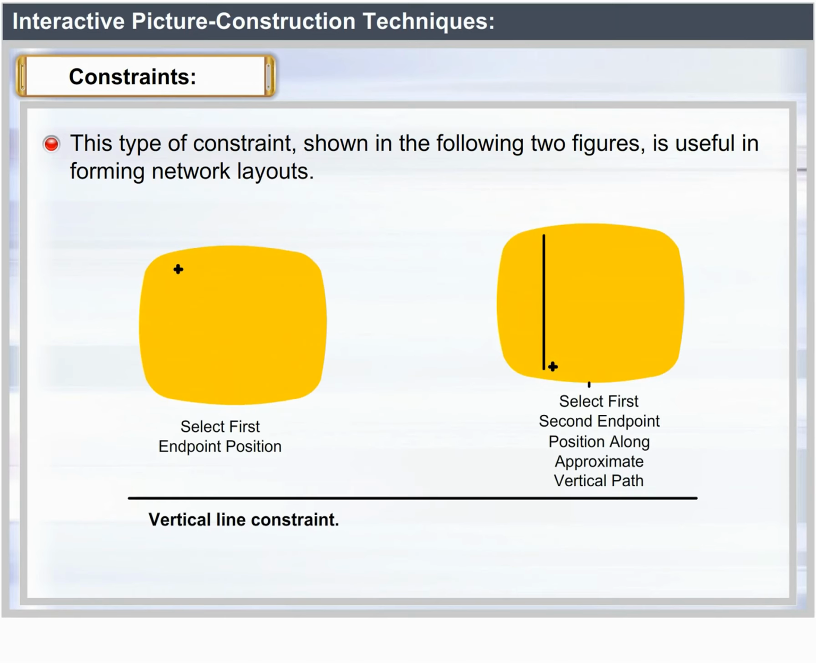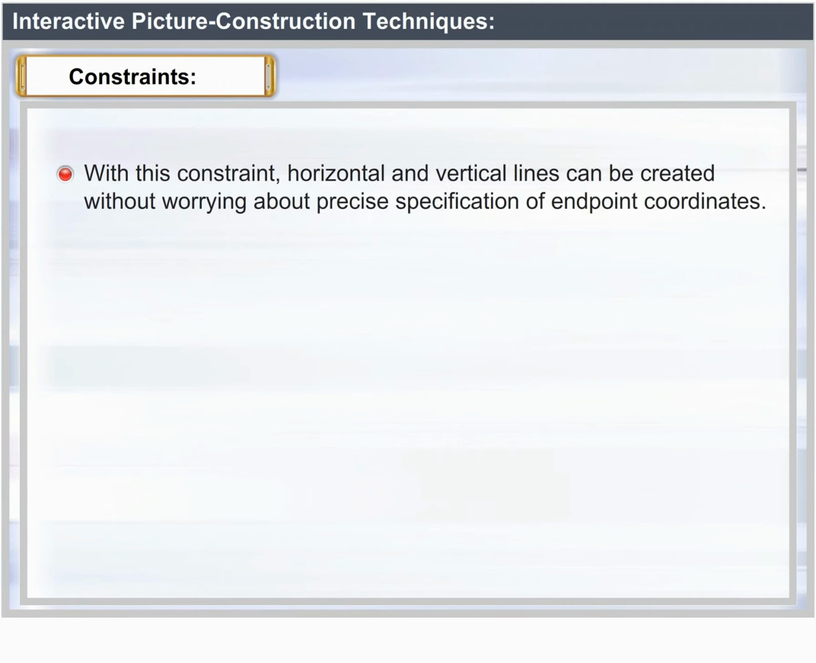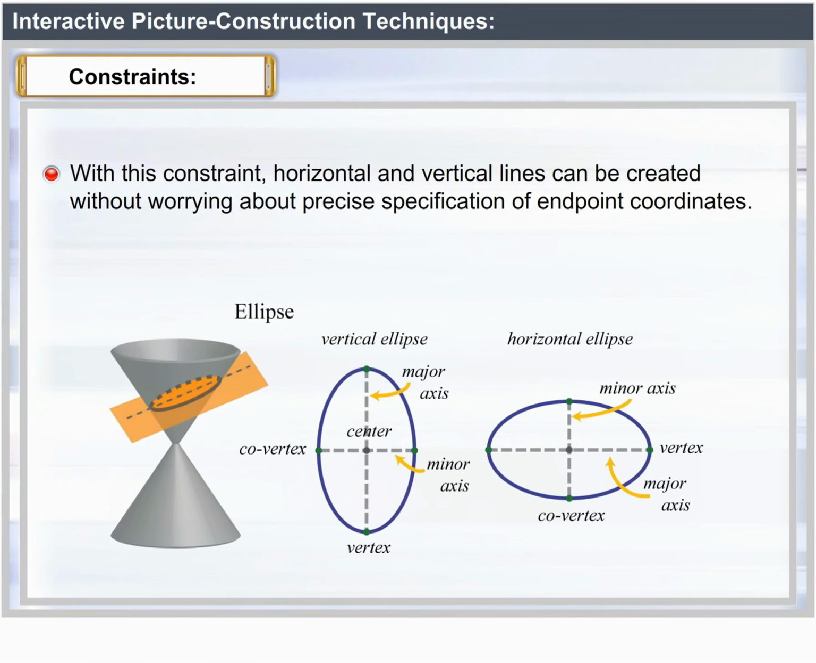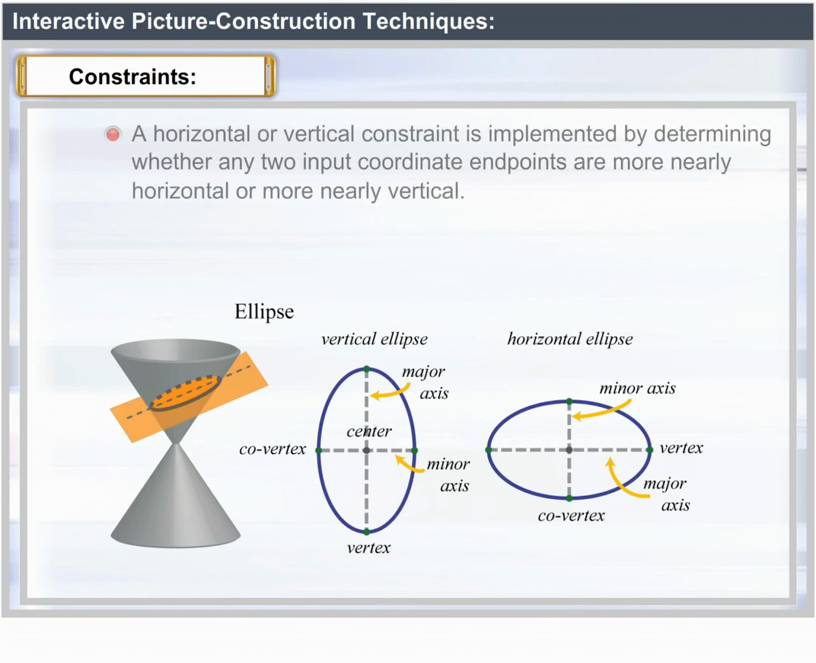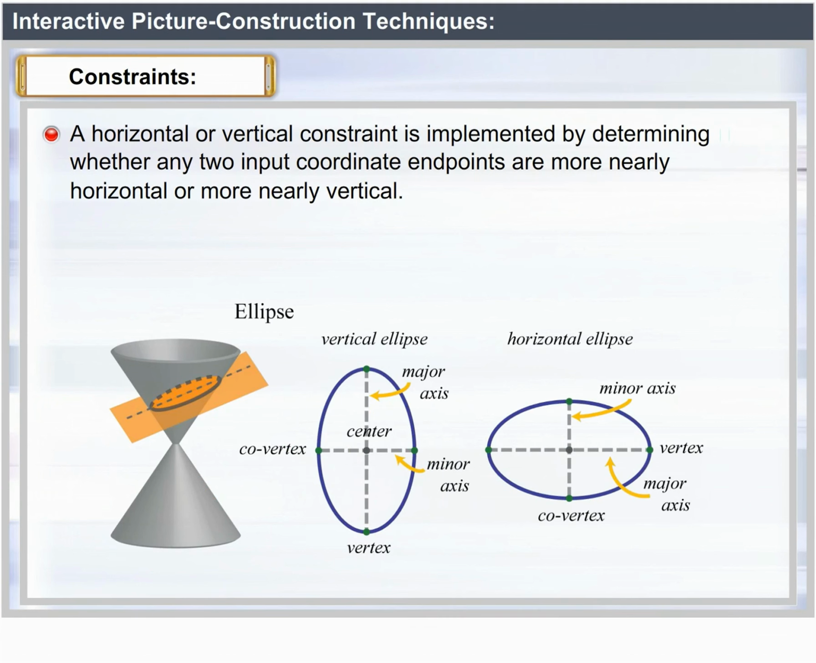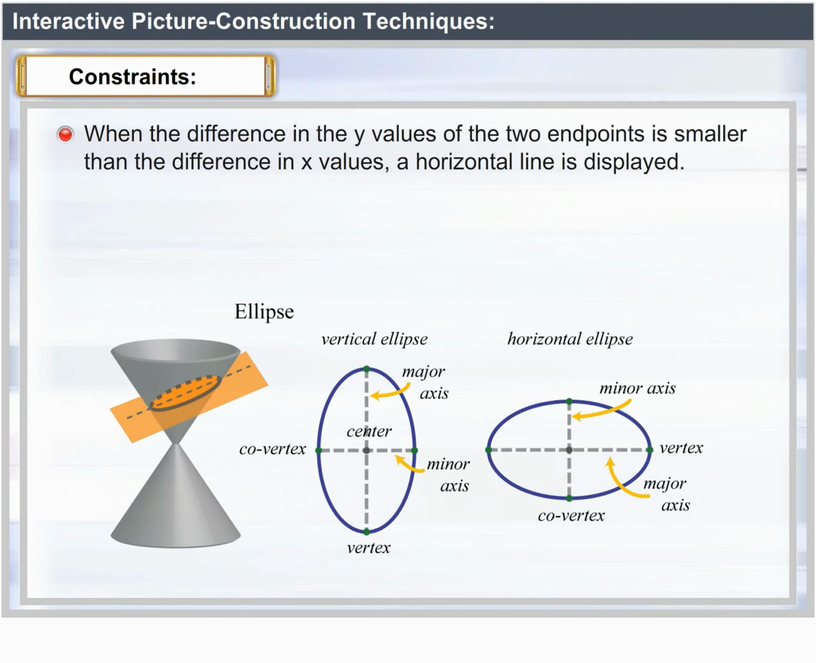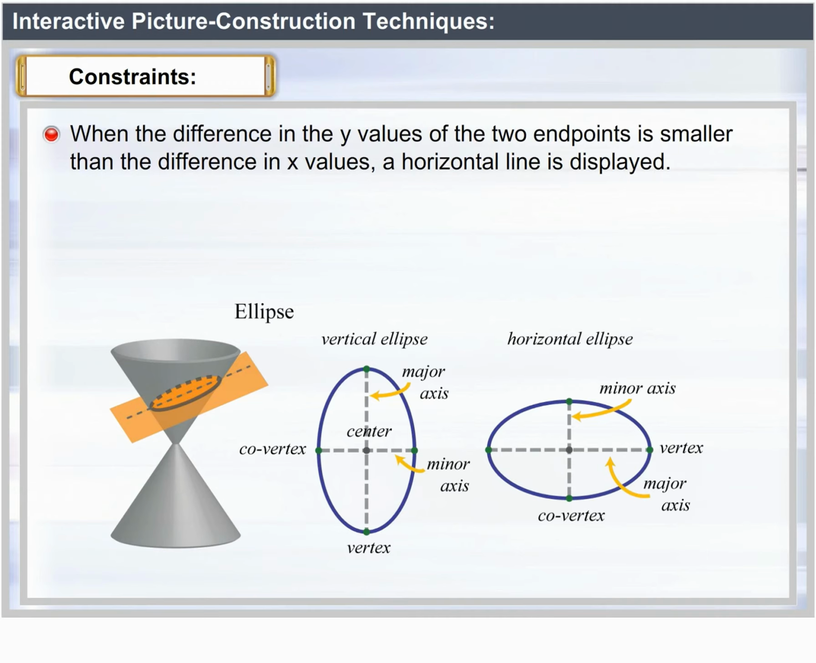With this constraint, we can create horizontal and vertical lines without worrying about precise specification of endpoint coordinates. A horizontal or vertical constraint is implemented by determining whether any two input coordinate endpoints are more nearly horizontal or more nearly vertical. If the difference in the y values of the two endpoints is smaller than the difference in x values, a horizontal line is displayed. Otherwise, a vertical line is shown.